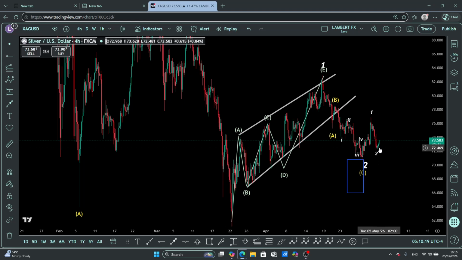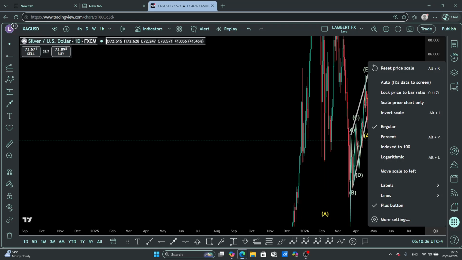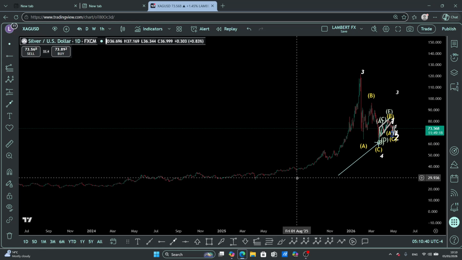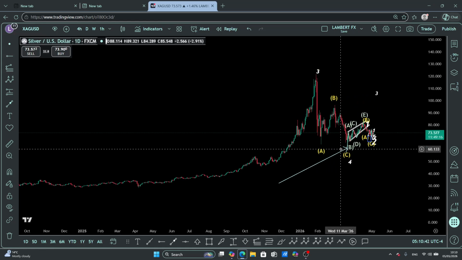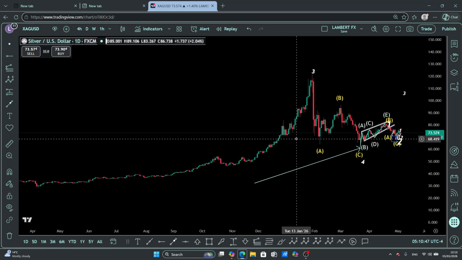Today is the 5th of May 2026 and we're looking at silver. My name is Harry and we will be analyzing this chart using the Elliott wave principle. Okay, so I'm just going to switch over to a daily time frame. So you can clearly see a massive uptrend that has been in existence for many years.